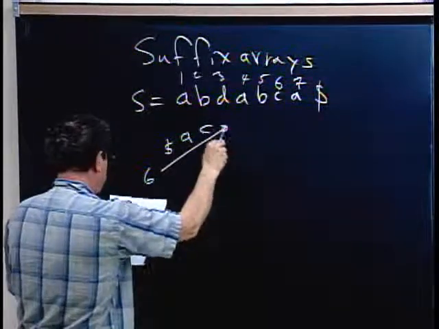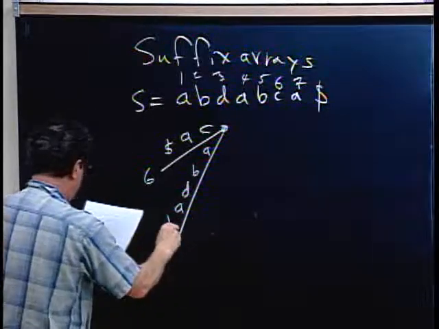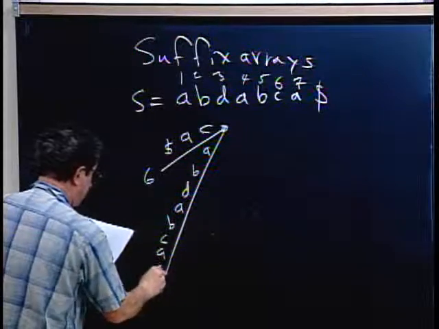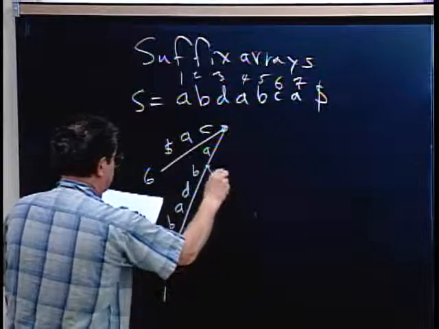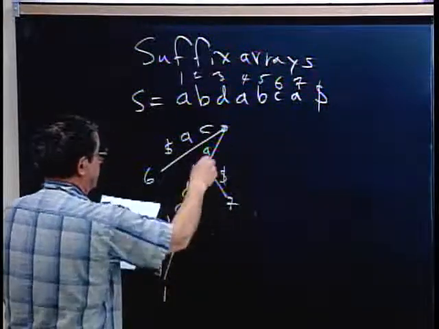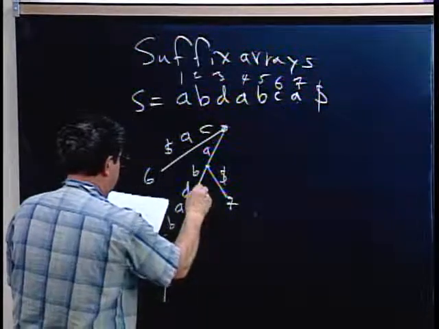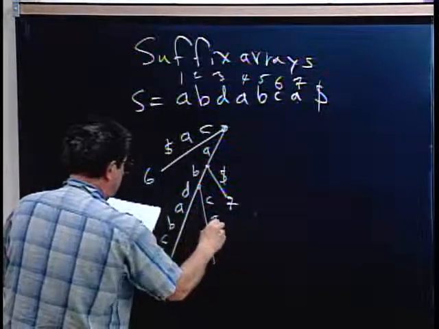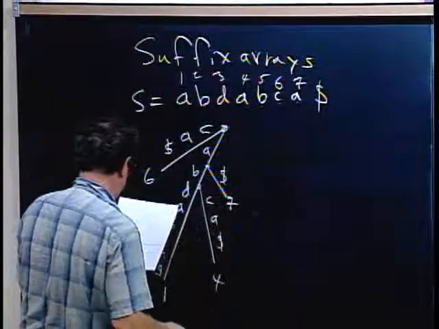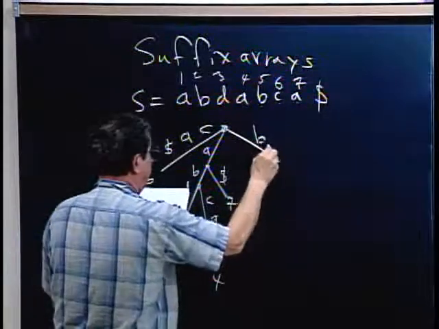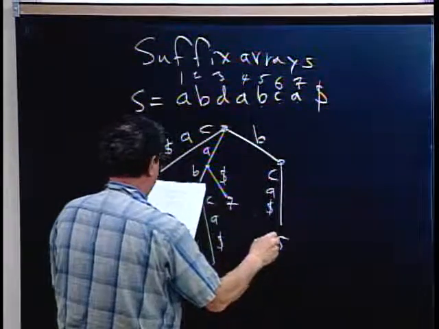And then we have another: A, B, D, A, B, C, A, $. That's position 1. And this is the suffix for position 7, which is just A, $. And then A, B, C, A, $. That's position 4. Yep, that's right. And then B, C, A, $. That's 5.